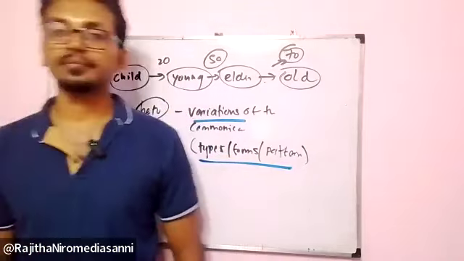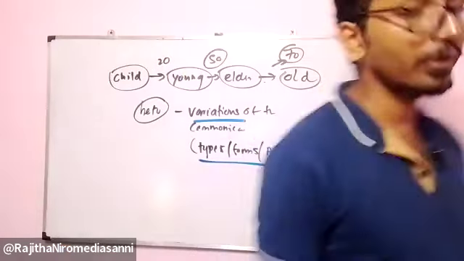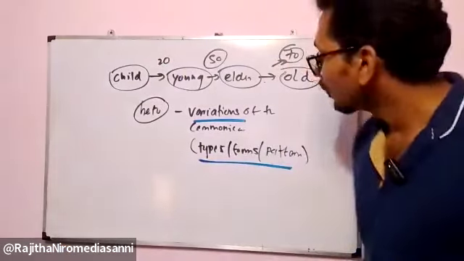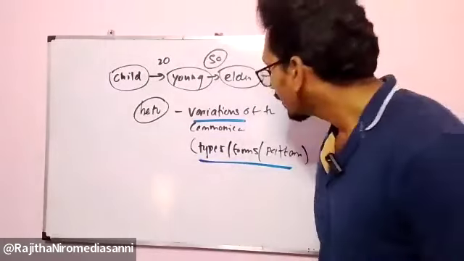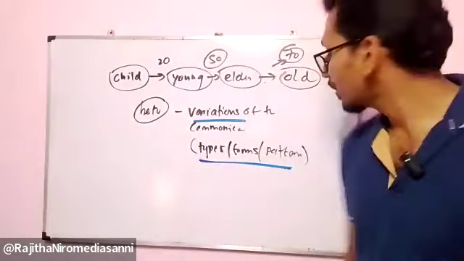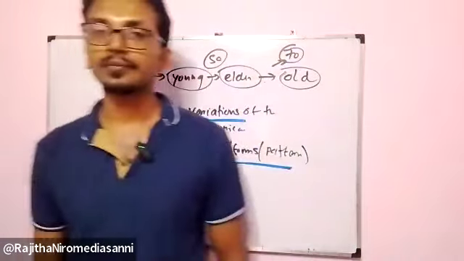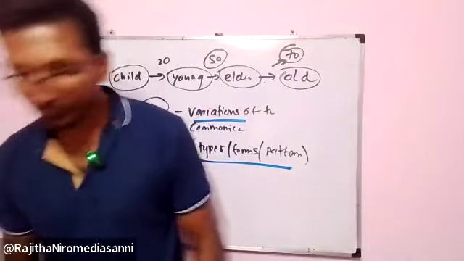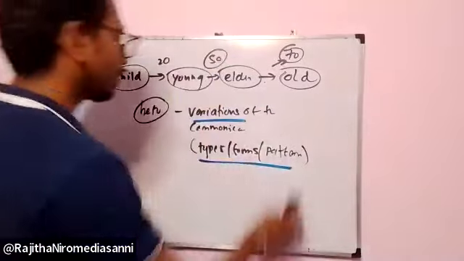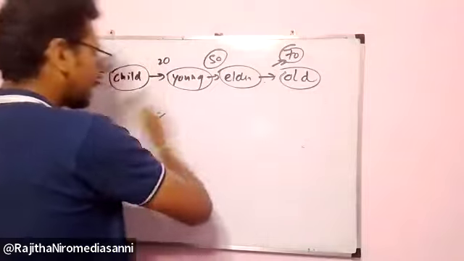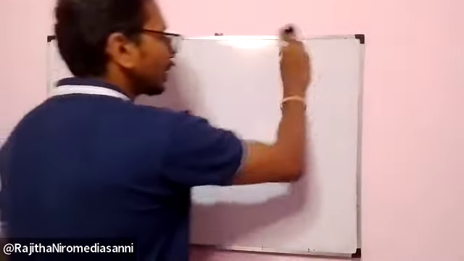After finishing that, just note down the variations idea. Three things are there: types, forms, and patterns. Types, forms, and patterns. Right. Last two, only one thing I recently drew.